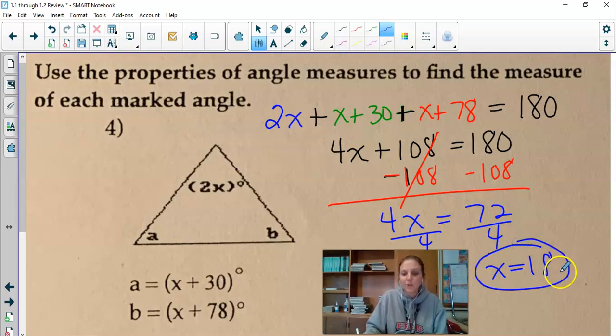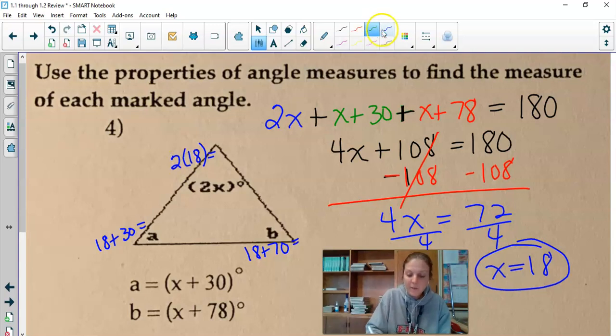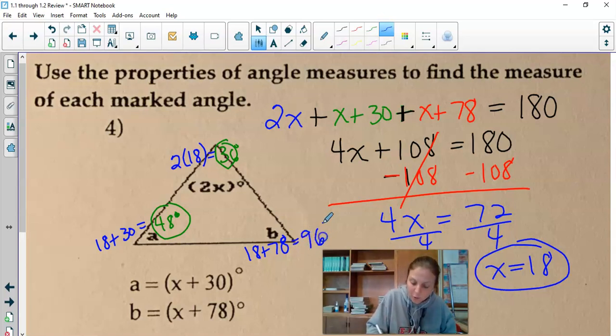Now, don't forget, you're not just finding the value of x, you need to then plug it in. So go ahead and plug it into each one of these angles. Okay, so for this one, 2 times 18 is 36. So this is a 36 degree angle. This one is 18 because it was x plus 30, so 18 plus 30 is 48. And then the third angle, 18, because it's x plus 78. So 18 plus 78, and I got 96. So my 3 angles are 48, 36, and 96.